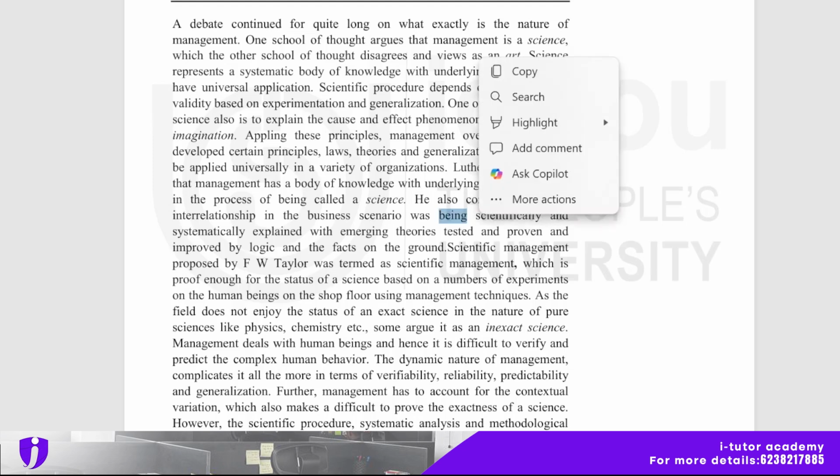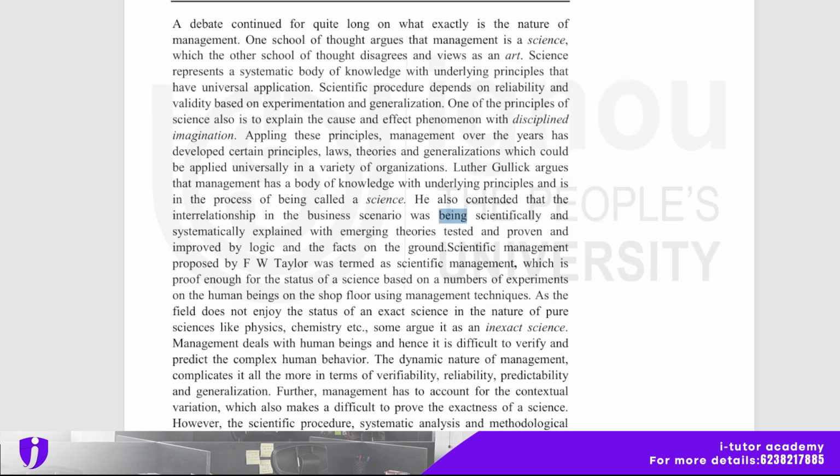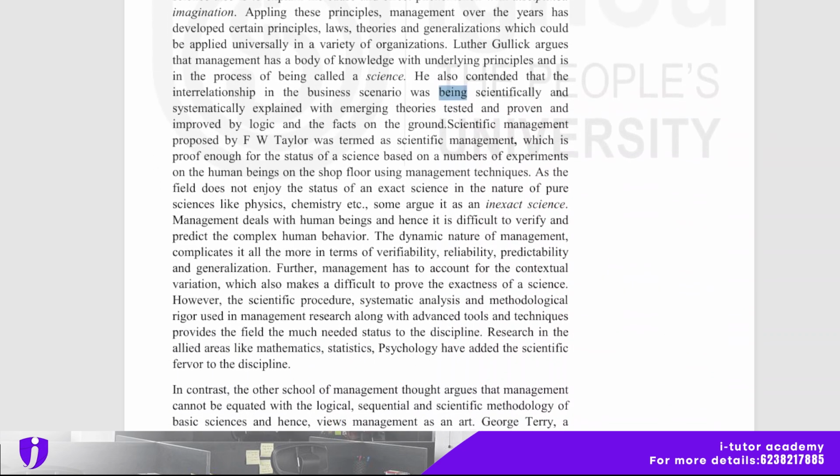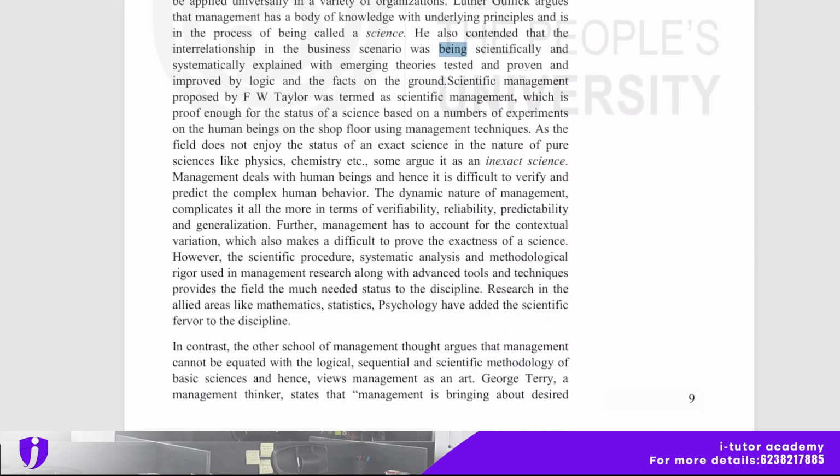Luther Gulick argues that management has a body of knowledge with underlying principles and is in the process of being called a science. That is Luther Gulick's opinion. And he also contended that the interrelationships in the business scenario were being scientifically and systematically explained with emerging theories, tested and proven and improved by logic and the facts on the ground.